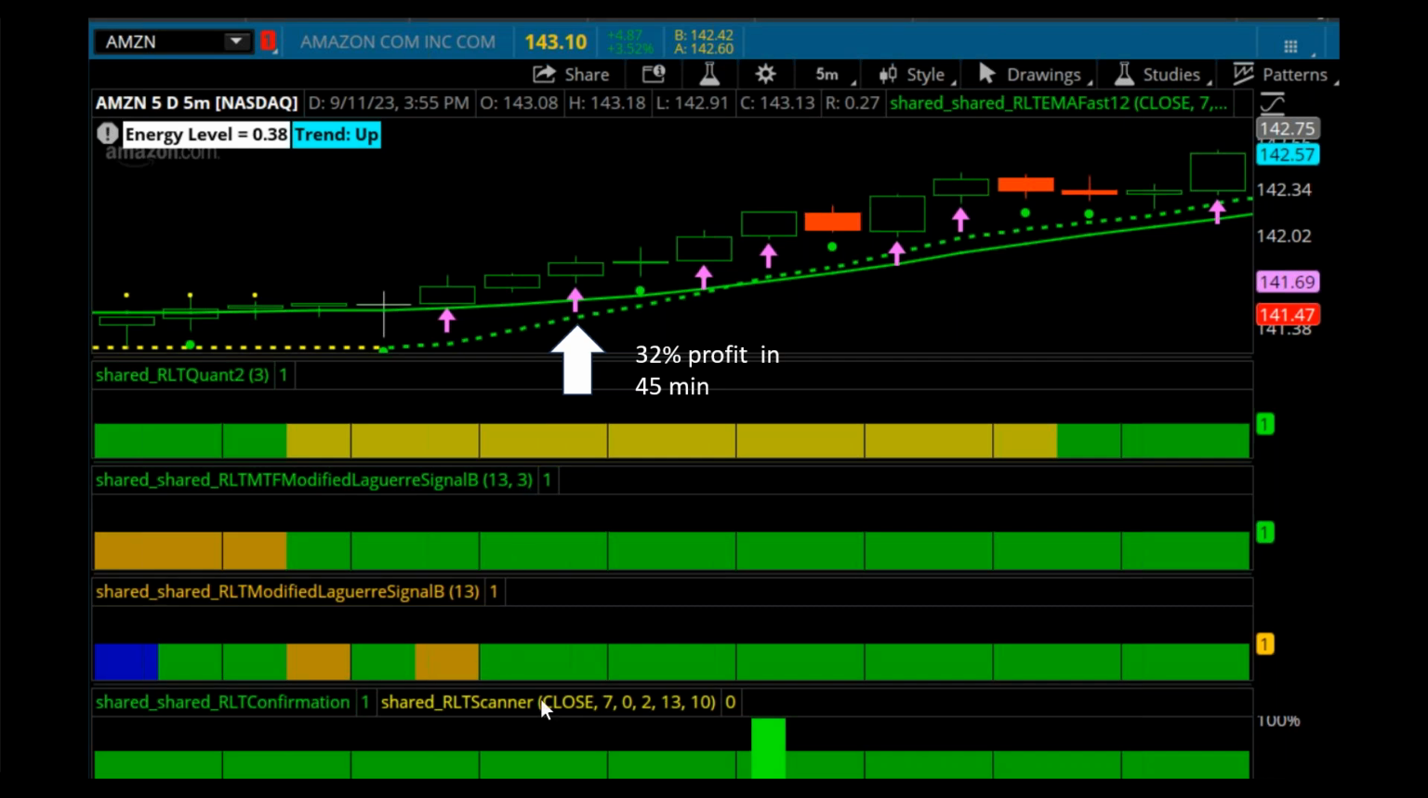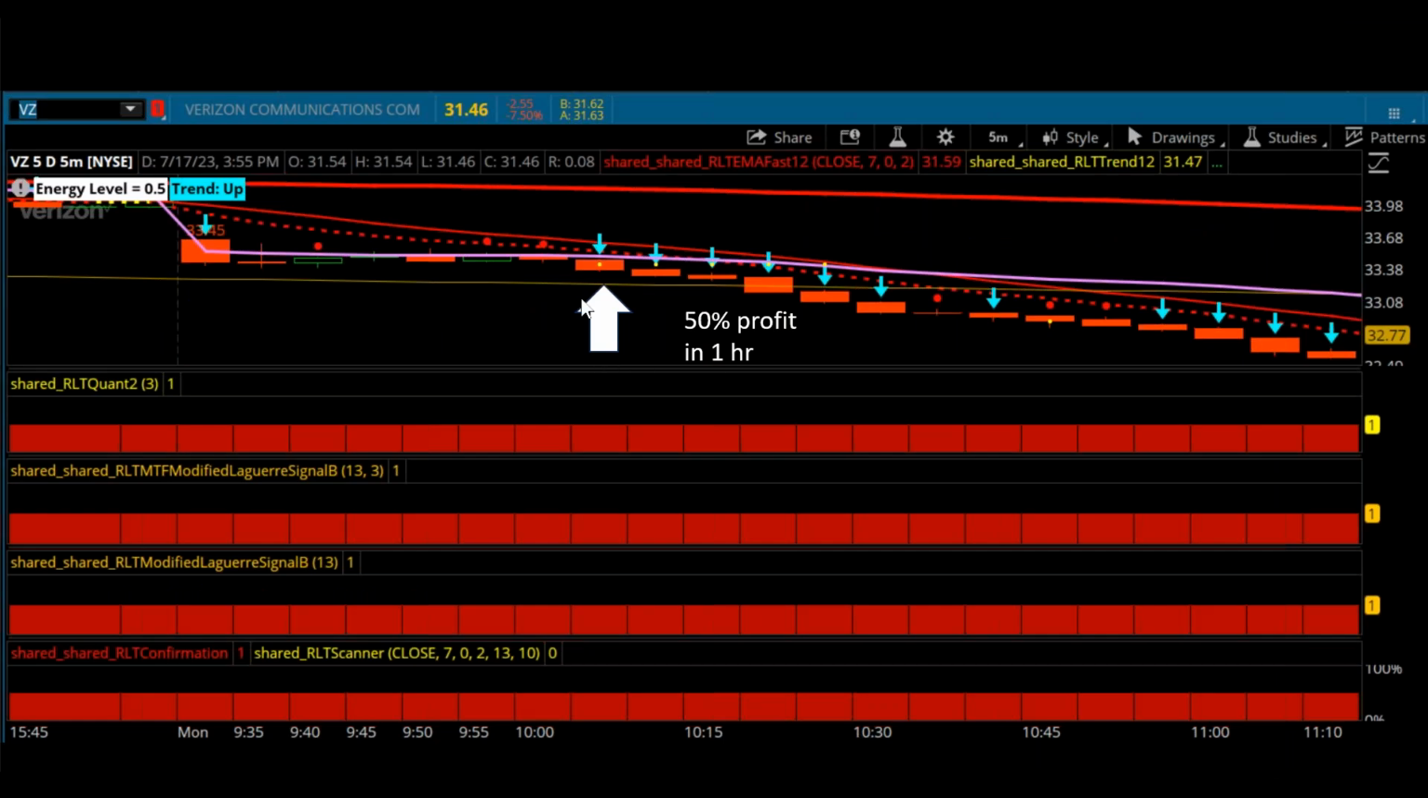Notice we went all green across the board except for this multi-time frame trend, which I don't follow as much. It helps if it's green, but when the monthly time frame momentum and the current time frame momentum on the 5-minute chart go green, I'm in on something like that, and that was 32%. So that's kind of what we get.